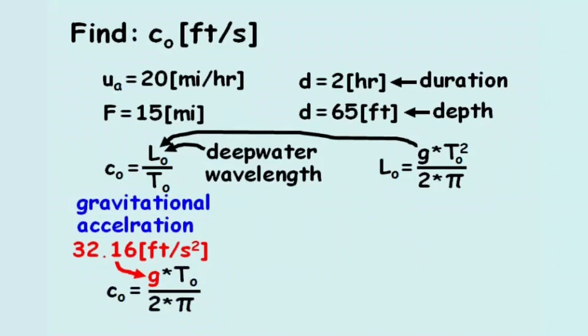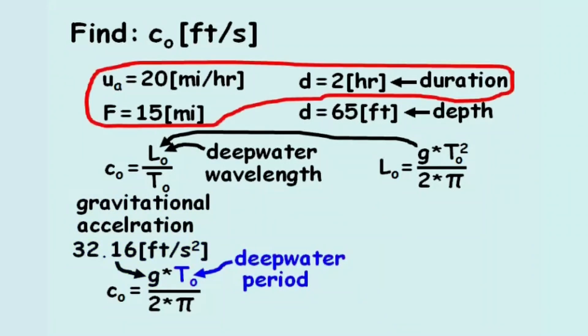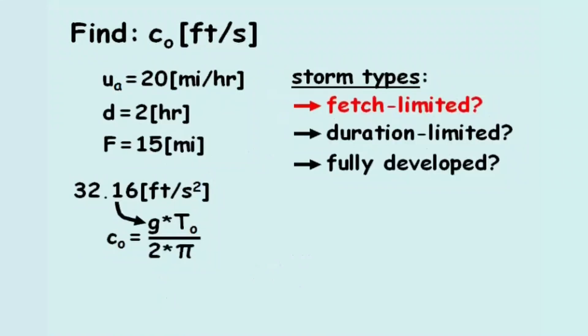We can determine the deep water wave period, T0, by knowing the storm duration, wind speed, and fetch length of the storm. Of the three possible types of storms, we'll first check to see if the storm is limited by its fetch length. If it's not limited by fetch length, we'll check to see if the storm is limited by its duration. If the storm is not limited by fetch or duration, it is said to be a fully developed storm, or a fully arisen sea.